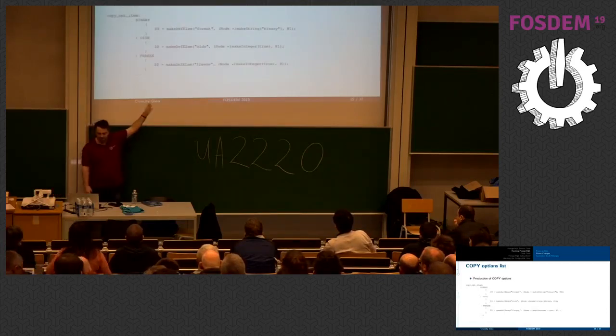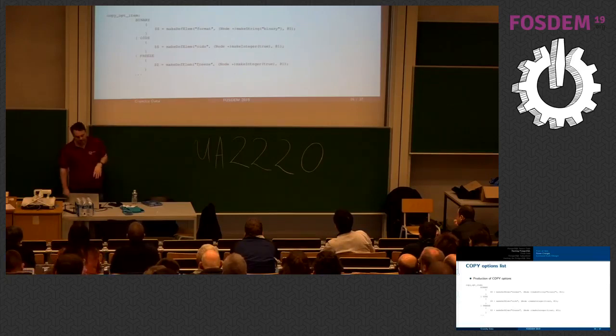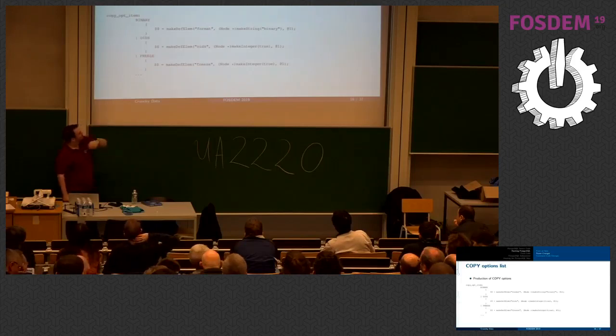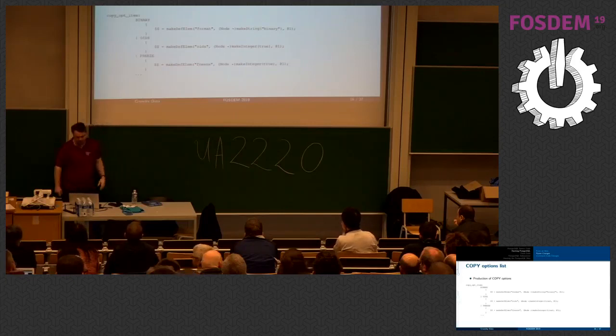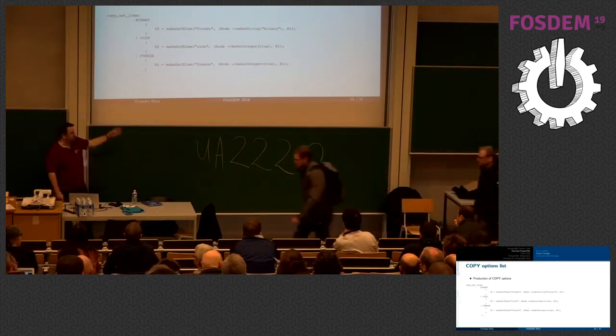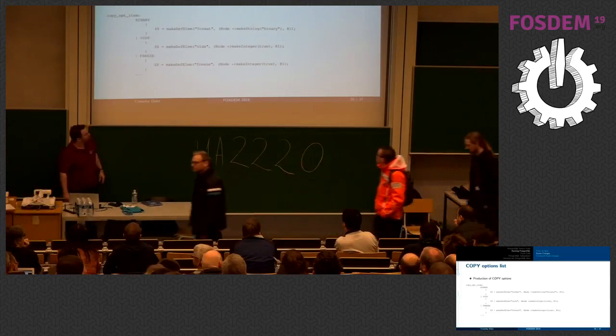Copy options list. Here we talked about the production of the different copy options. So this is basically making default elements. So we're saying format, oids, freeze. We're just passing those through. All right, so we're making up an options list here for all the different options.